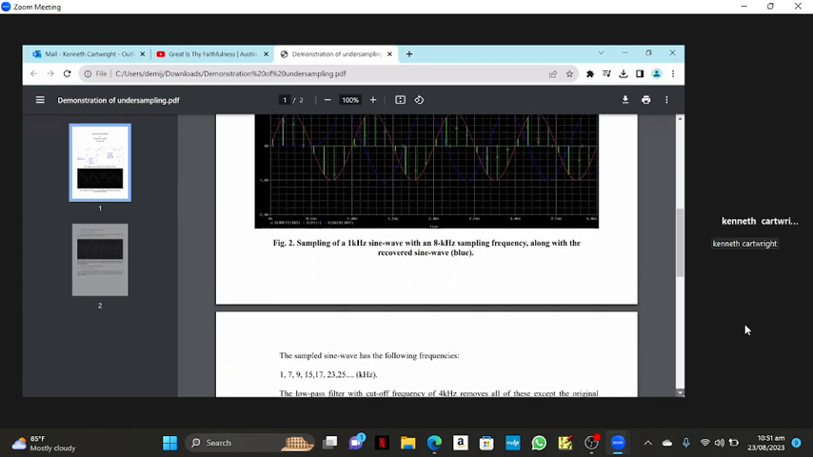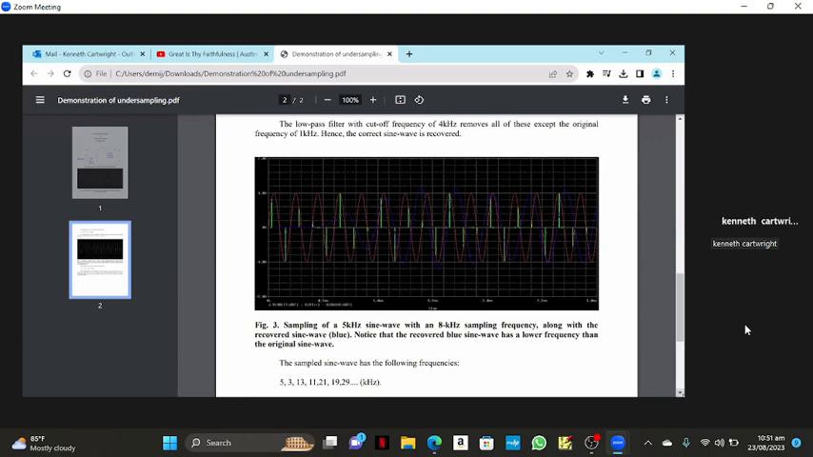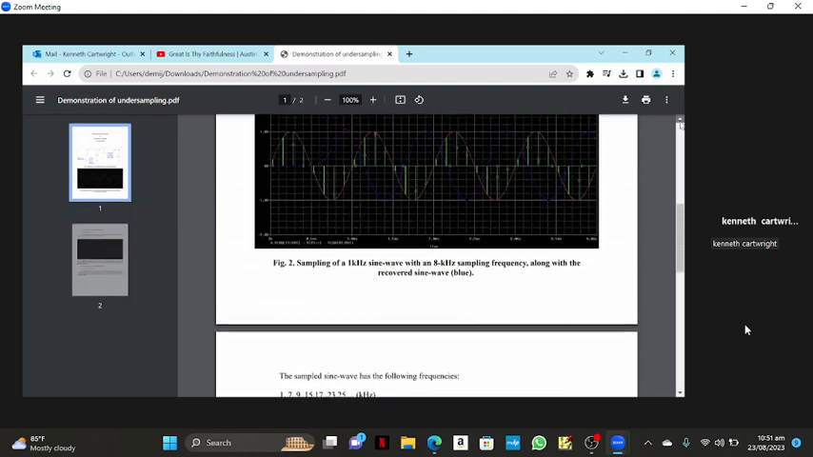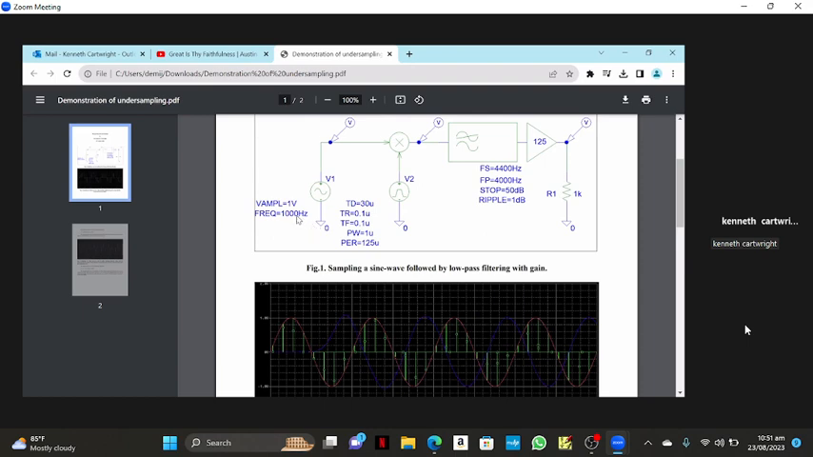Now, let's go to a bad case. Same circuit, except we change our input signal to 5,000 hertz. The cutoff of the low pass filter is the same, and the sampling frequency is the same, 8,000. If I have an input signal of 5,000, what is the minimum I should be sampling at? 10,000 hertz, but I'm sampling at 8,000. And what happens?